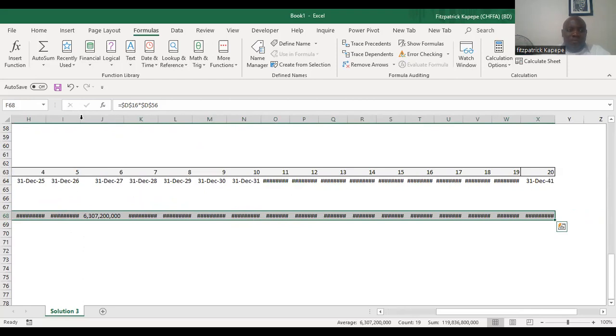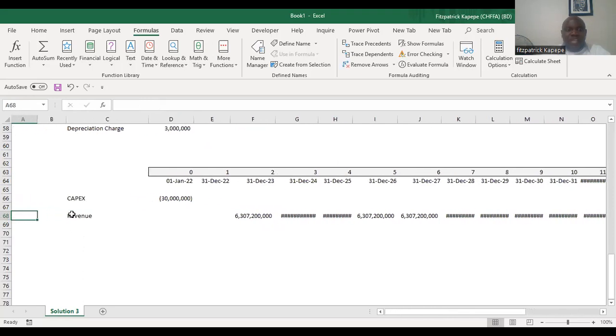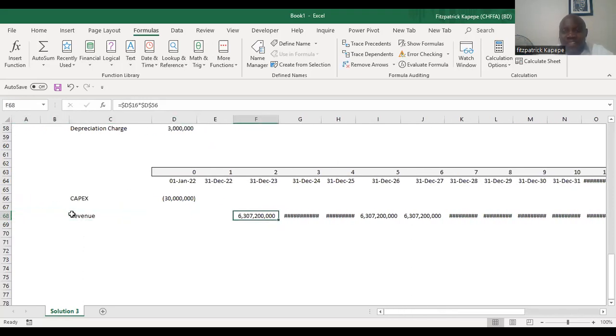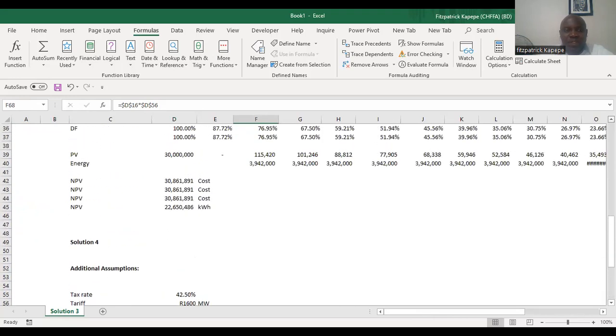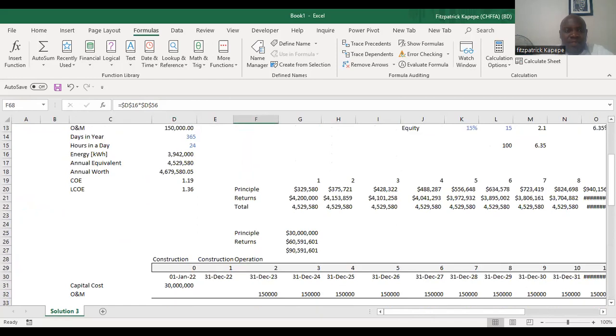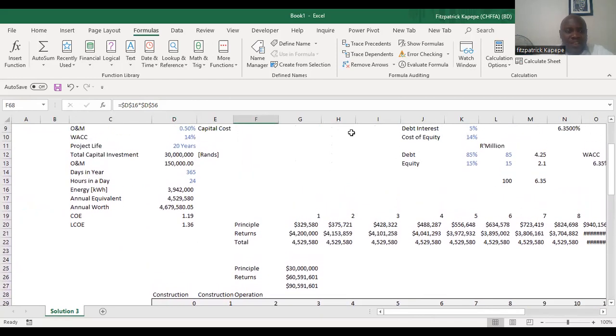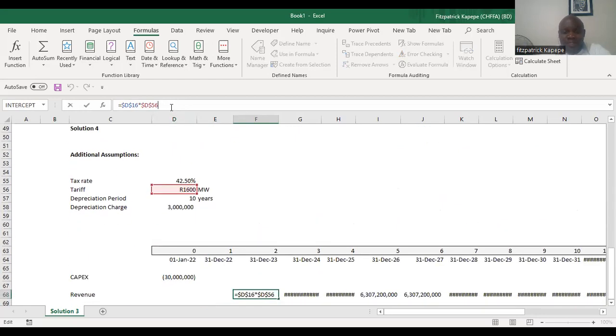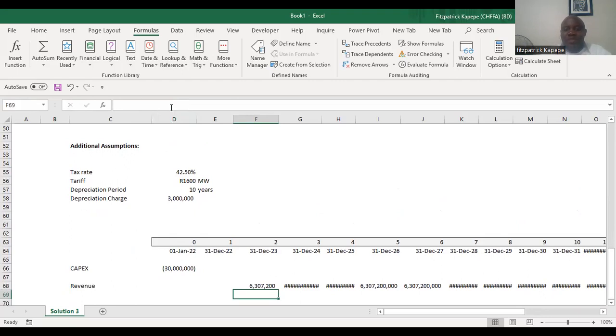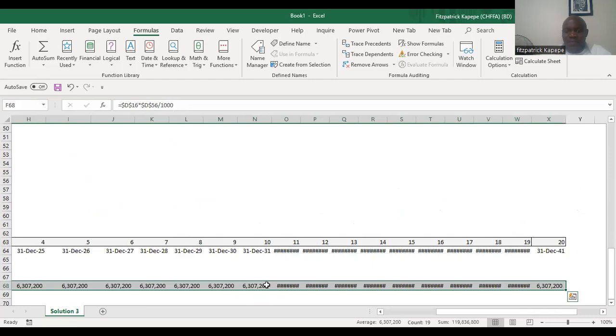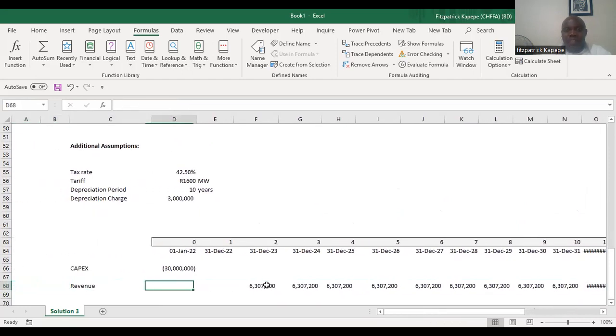Okay. Now, this should be divided, because on top there, remember what we have. Do we have the megawatts or kilowatts? We have the kilowatt hours here. Down there, the rate is 1,600 rands per megawatt. So I need to divide by 1,000 so that I take it to, so it should be 6 million like this. That is on revenue.